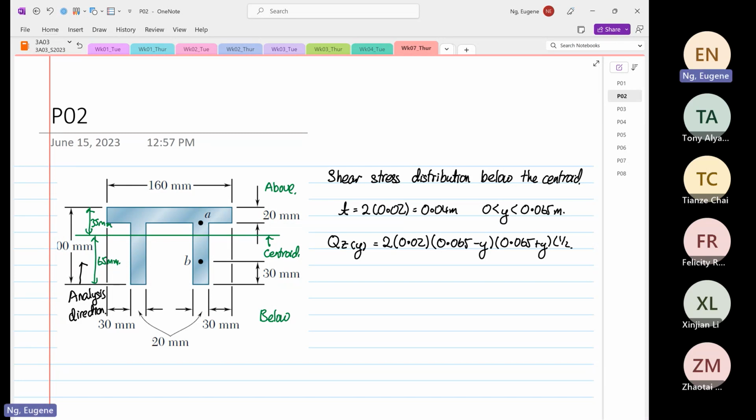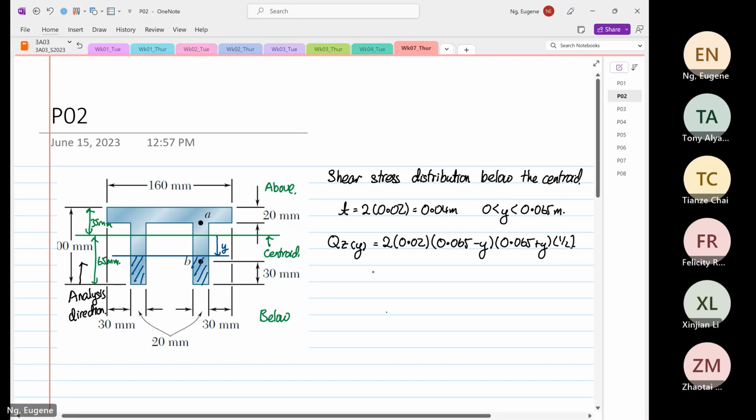Okay. So what is happening now is I'm going to draw the constant shear stress line. This is our constant shear stress line, and this is where our y is. So we are taking this area, right? Because the analysis starts from the furthest distance away from the centroid, and we're looking at below the centroid now. So from here, this will be equal to 0.065.